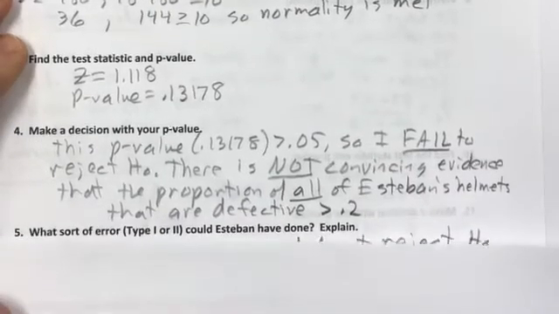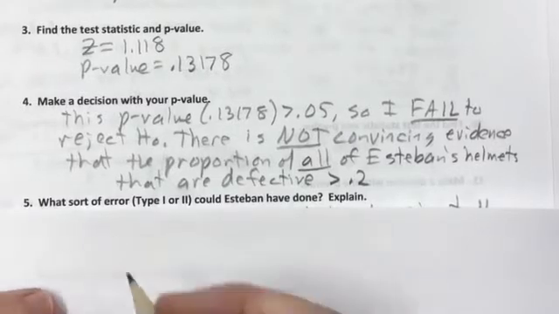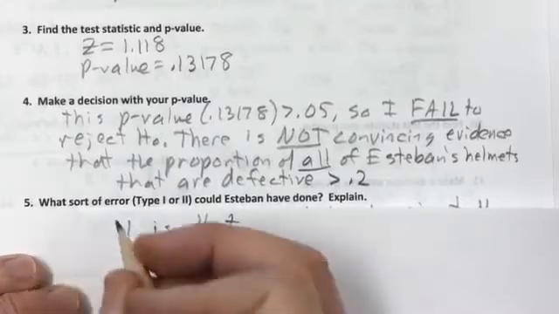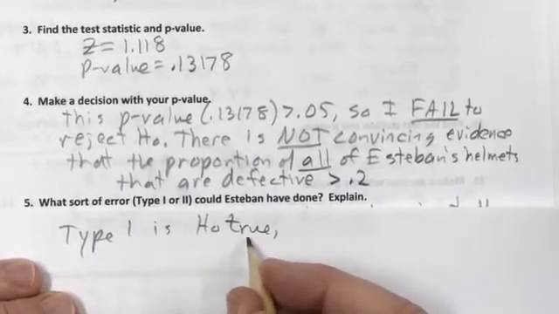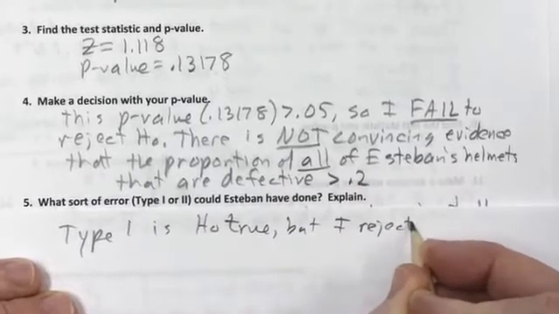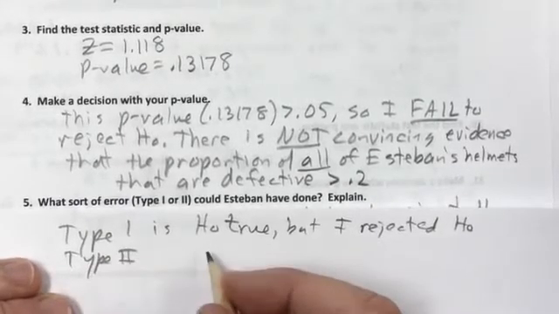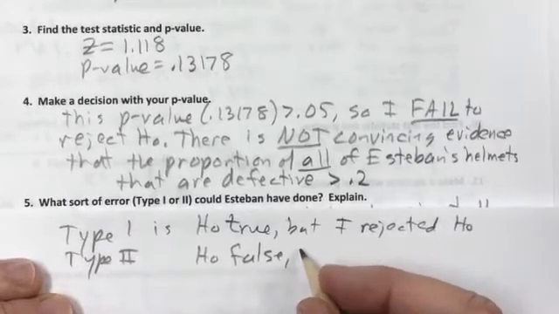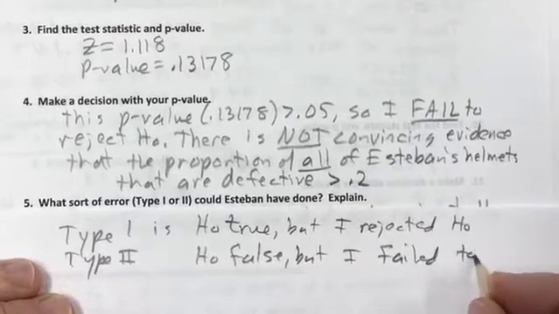Now, what sort of error, type 1 or 2, could he have made? Whenever you're asked about type 1 or type 2 error, I immediately say to myself this: one is hot. One is hot. And what that is saying is type 1 error, the null is true, and it's an error, so I must have rejected it. I rejected the null. All right, so type 2 error is when the null is false, but I failed to reject the null.